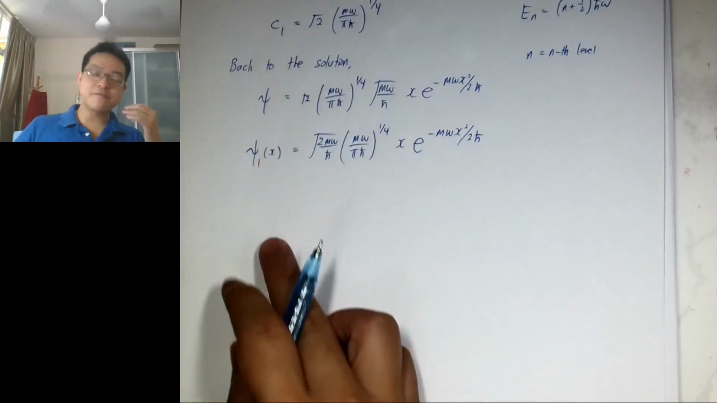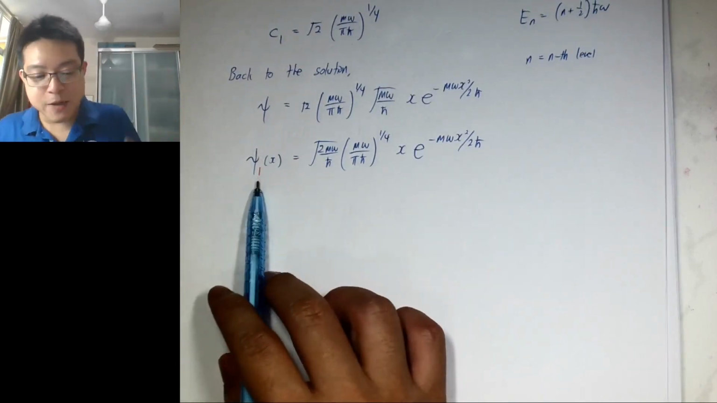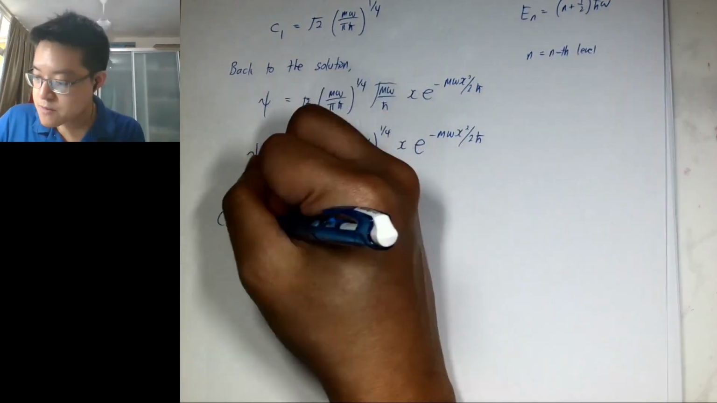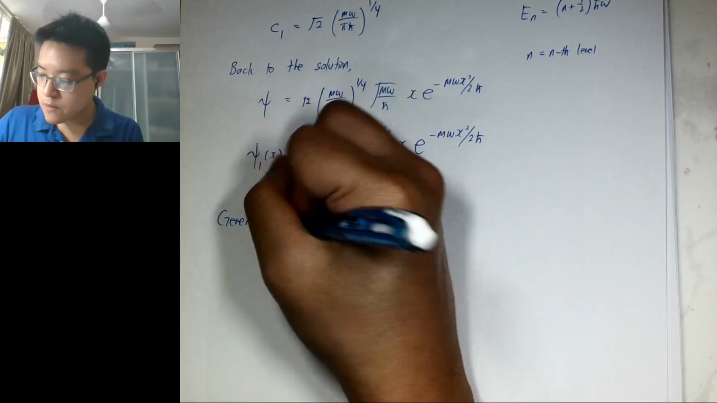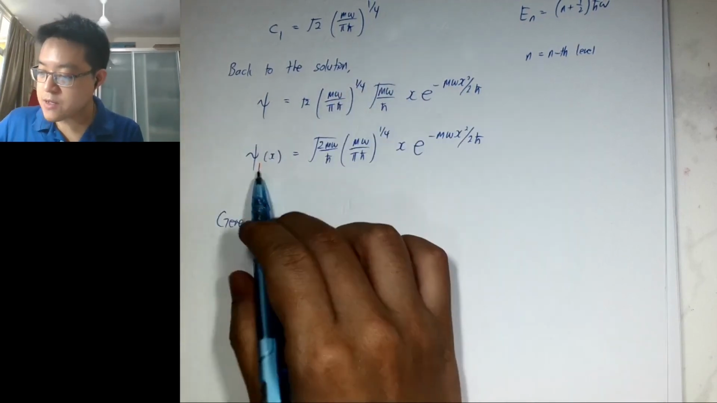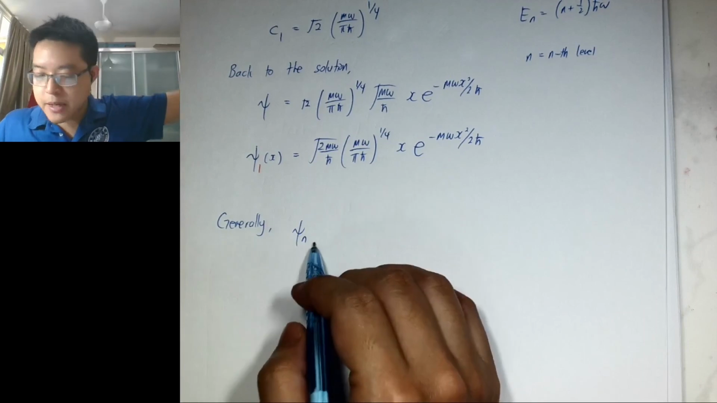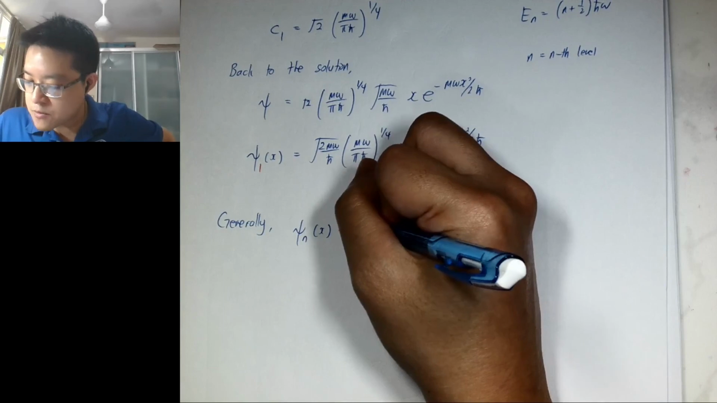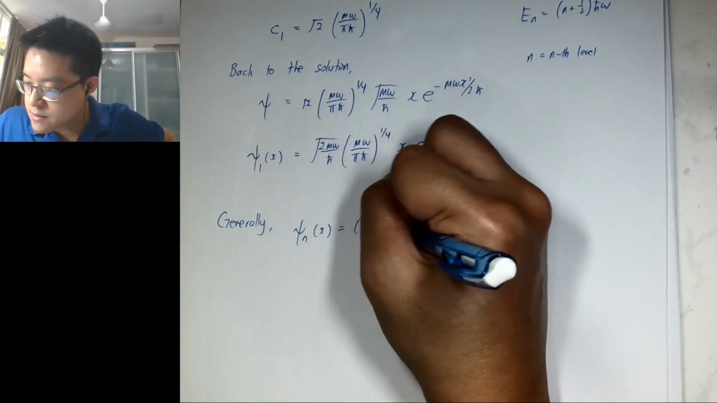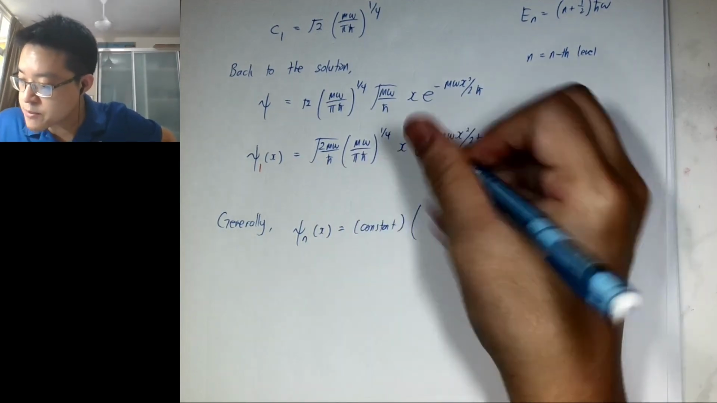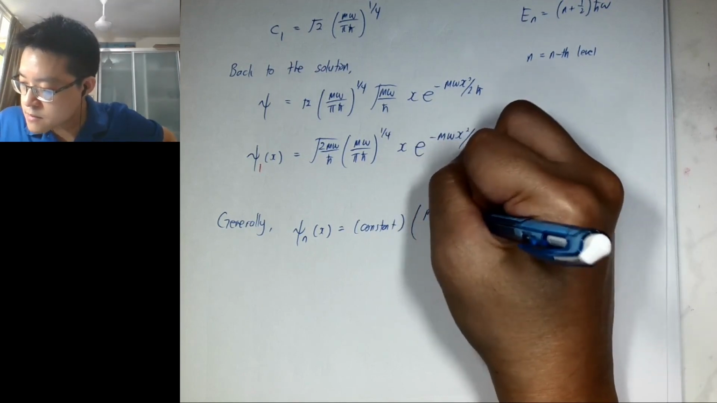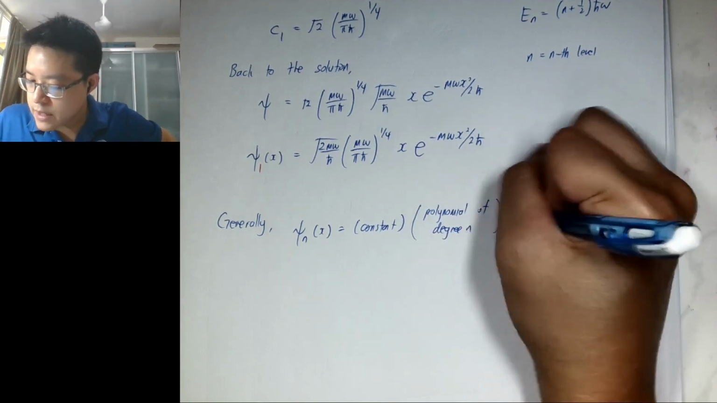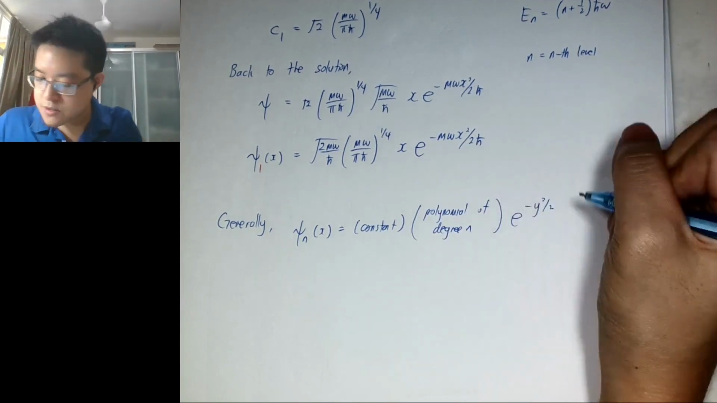Now, we have gone through so much trouble, but we just found psi 1, right? And generally, n could be any integer, like we are saying just now. So this is n equals 1, just now n equals 0. But for any n, if you notice the pattern, it's going to be some constant, and then some polynomial of degree n, and then times e to the minus y squared over 2, right?